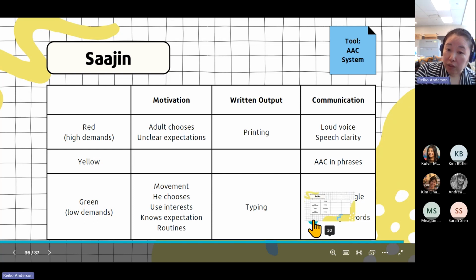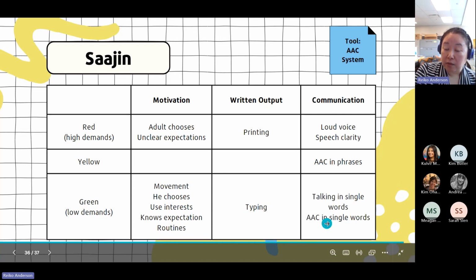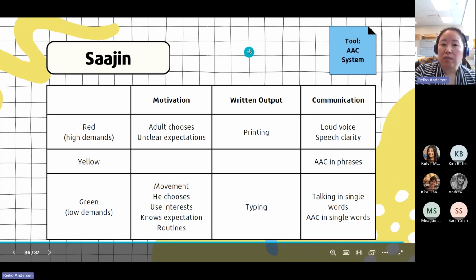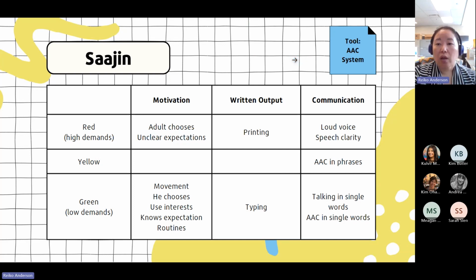He's also really good at using his AAC system to produce single words. He can also produce phrases in his AAC system. So when we look at this and we think about, okay, what are some tools that Sajid needs? What are his barriers? What are his tools?